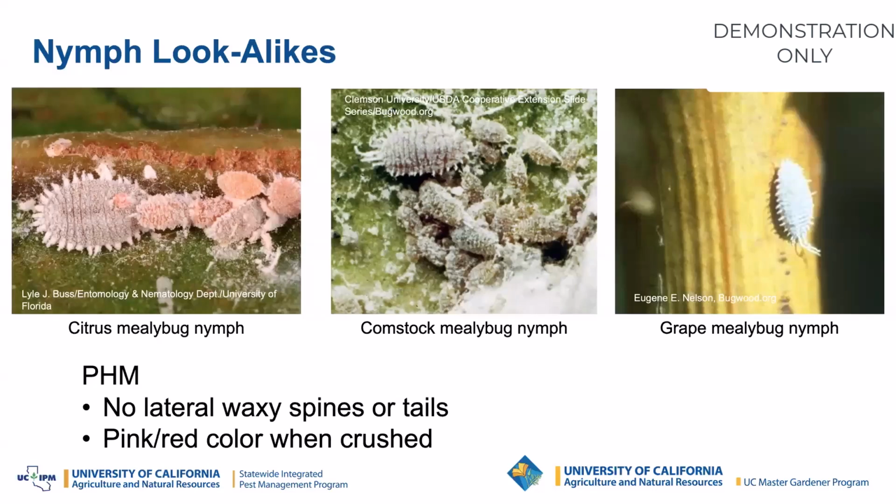As with the eggs, nymphs are similar in appearance to those of other mealybug species. The main difference is that PHM nymphs do not have lateral waxy spines, as seen in these photos. When crushed, the fluid inside PHM will be a pink or reddish hue, unlike many other mealybugs that have an orange or yellow color.